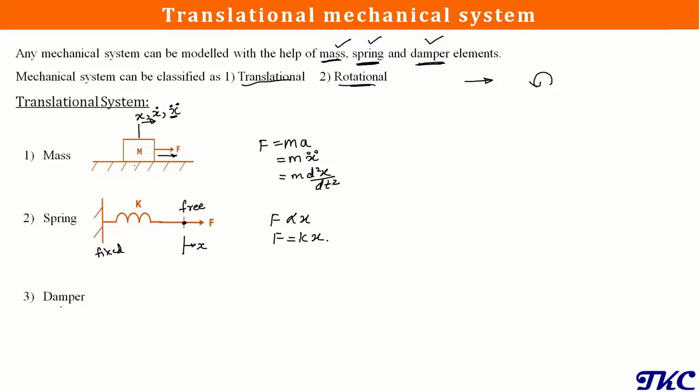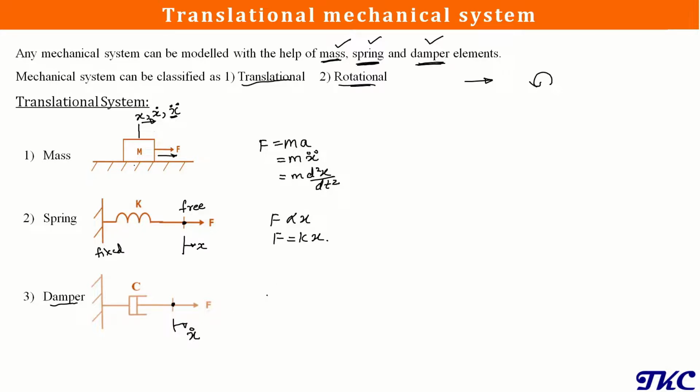Similarly, the other element that we have is a damper. We represent the damper in this way. When we apply force to the damper, the force exerted by this damping element will be proportional to the velocity of the damper. It will be x dot here, as we are considering the reference as x. So velocity will be x dot and acceleration will be x double dot.